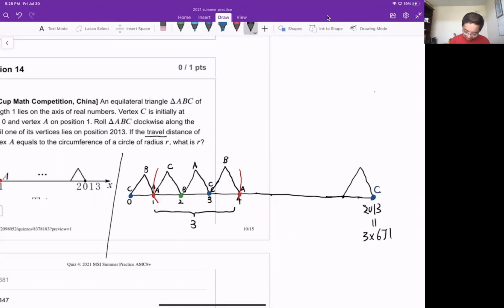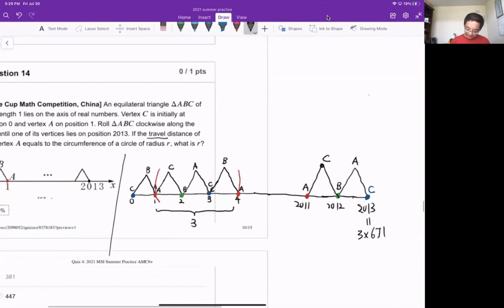If this is C, then we know this is A, and then this will be B, the one before it. This is 2012, and the one before is 2011, and this will be A. So this is A, and this is C. So this is A, B, C. Now let's see. If we do one more before it.